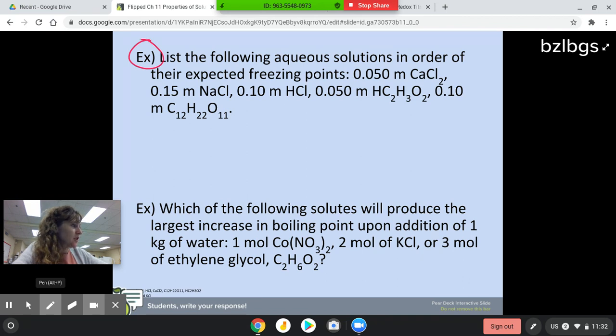Okay, so one question I saw was, do we need to calculate this? For the first example, you could calculate it, but you don't need to. If you wanted to calculate it, then no, you couldn't, because you'd need the Kf for water, and we don't have that. So you cannot calculate this.